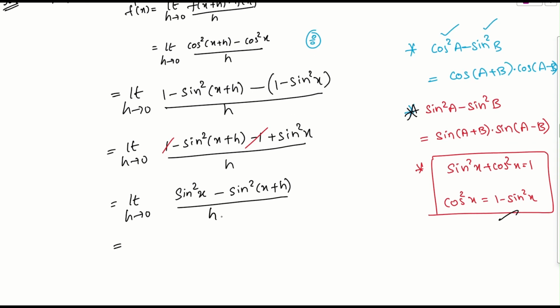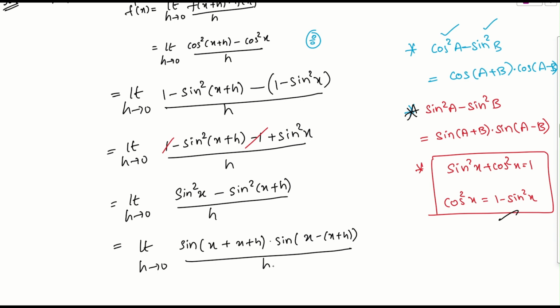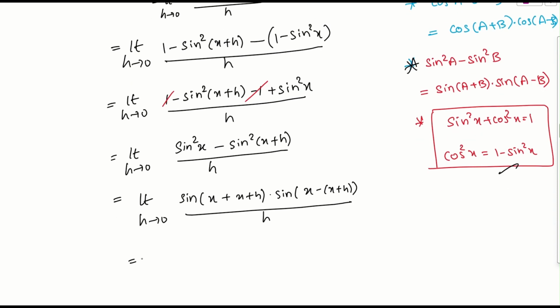Divide by h. Okay, let me write it down. So, limit h tends to 0. I'll be applying sine of a plus b, which is x plus h, into sine of a minus b, which is x minus x plus h, by h. I think you don't have any doubts up to here. Now let us continue here.